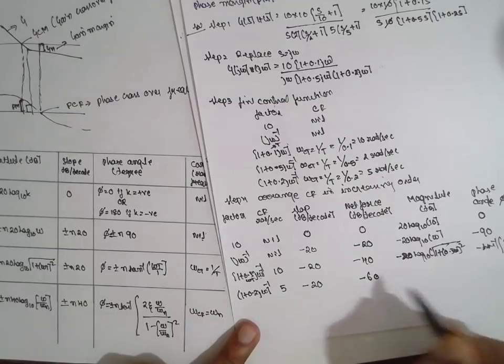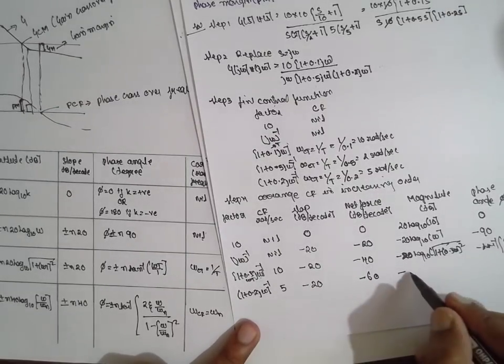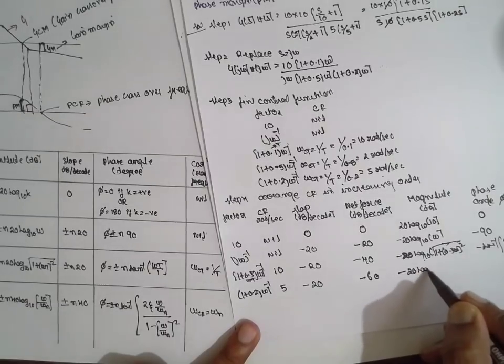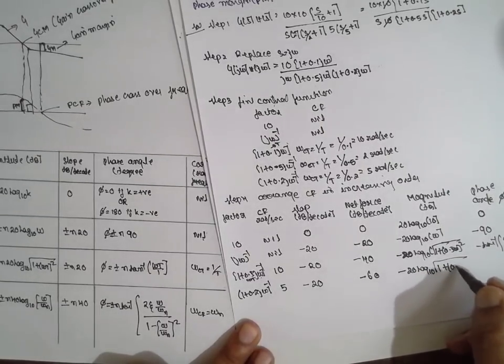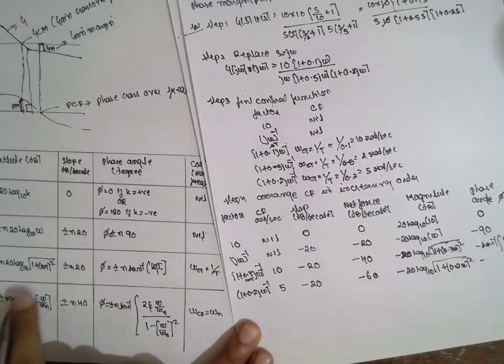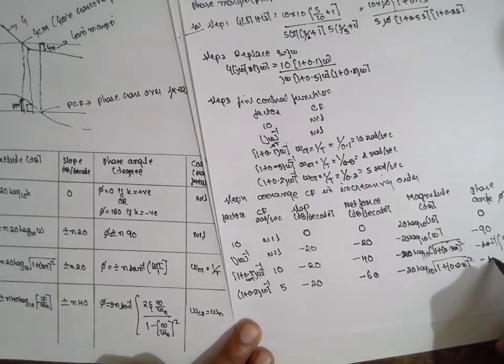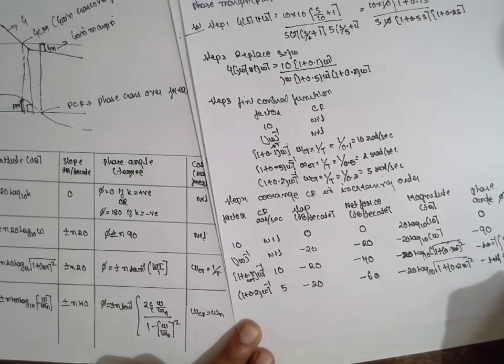Minus 60. Now this one can be written as, you have to consider only this one, minus 20 log 10 root 1 plus 0.2 omega whole square. And this one phase angle will be, phase angle remains the same, minus tan inverse 0.2 omega divided by 1.